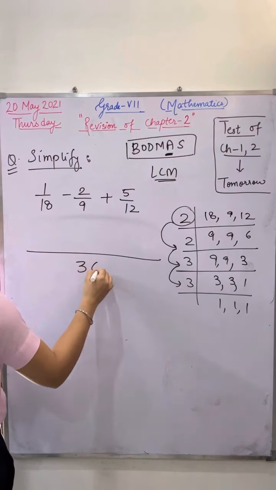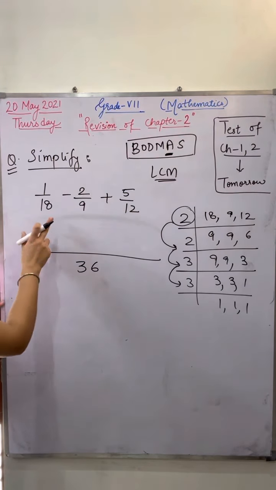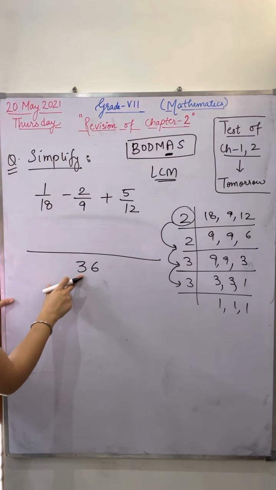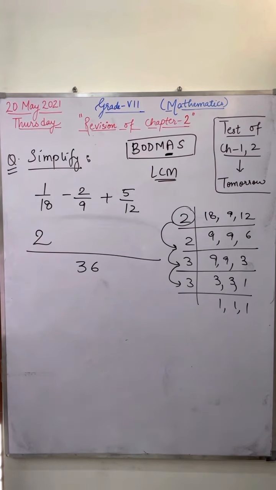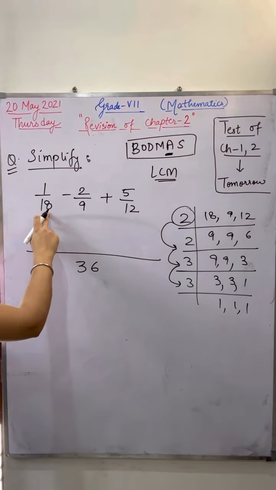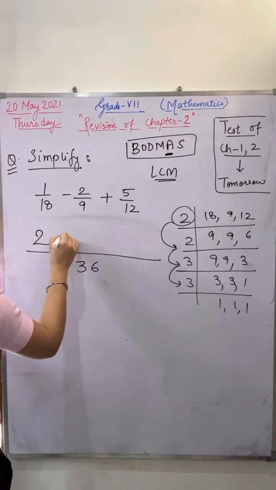So 36 will be the LCM. Okay, now divide. 18 divided by 36, that is 2. 2 into 1, 2. I will not repeat the steps again because today we are having many questions. So understand carefully. 18 divided by 36, that is 2, and 2 into 1, 2. Minus sign as it is.